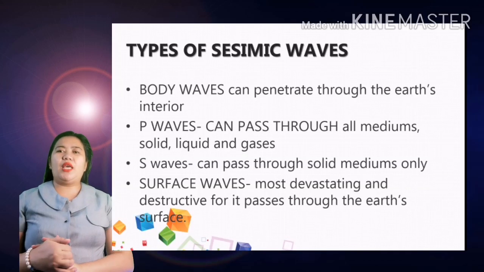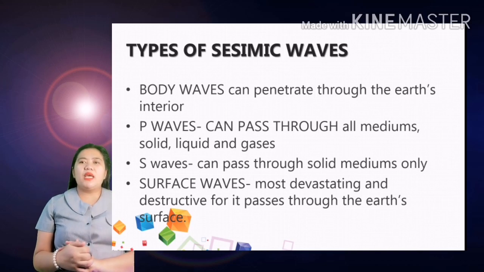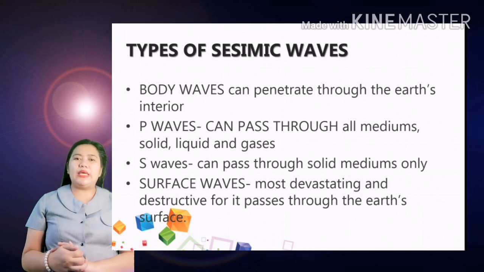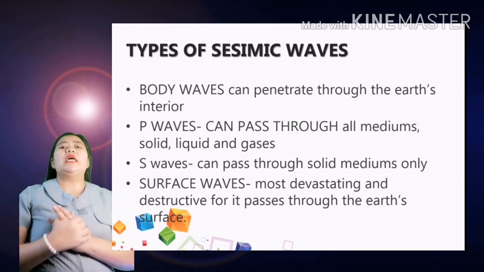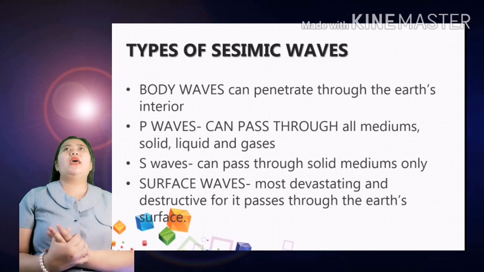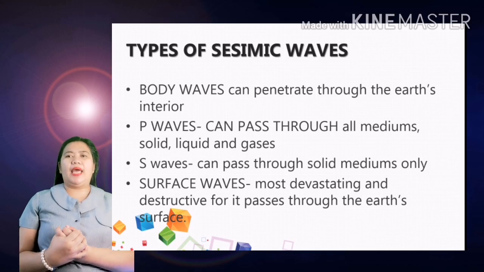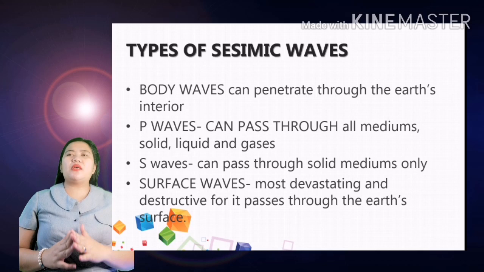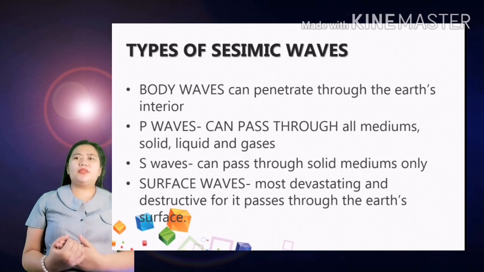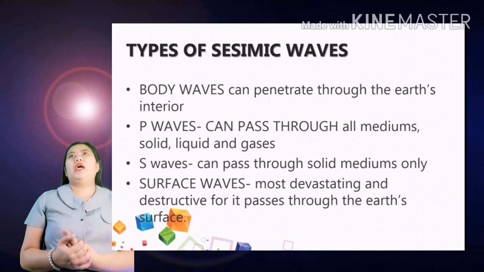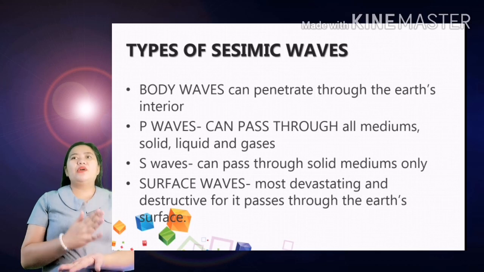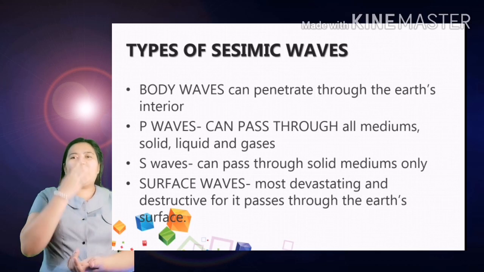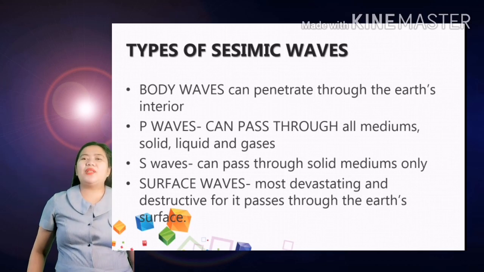Under body waves, we have two classifications again. We have primary waves, also known as P waves. P waves can pass through all mediums such as solids, liquids, and gases. As we know from our previous discussions, our Earth's interior is made up of not only solid substances such as rocks, but is also composed of molten substances in the form of magma. Through primary waves, we could look into the structure, properties, and characteristics of our Earth's interior, for they can pass through not only solid substances but also liquid substances such as magma.